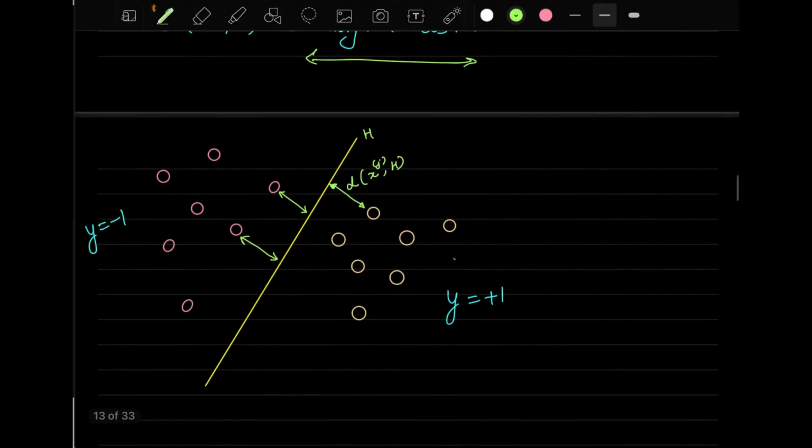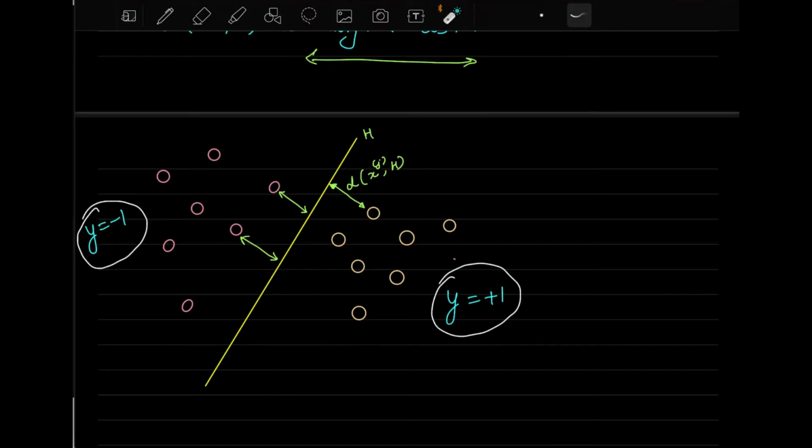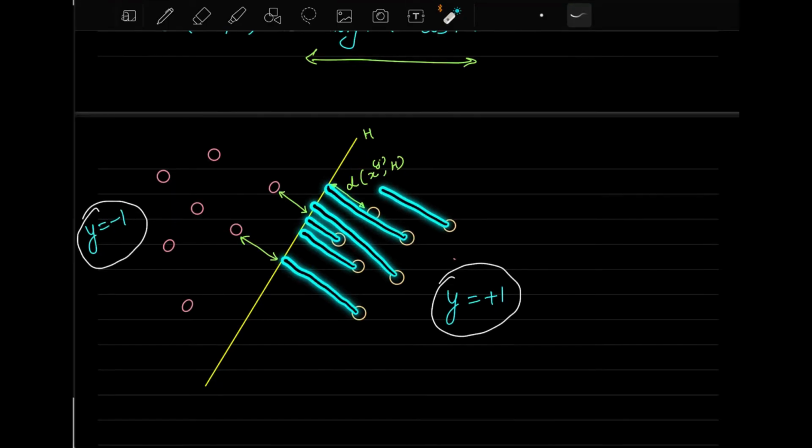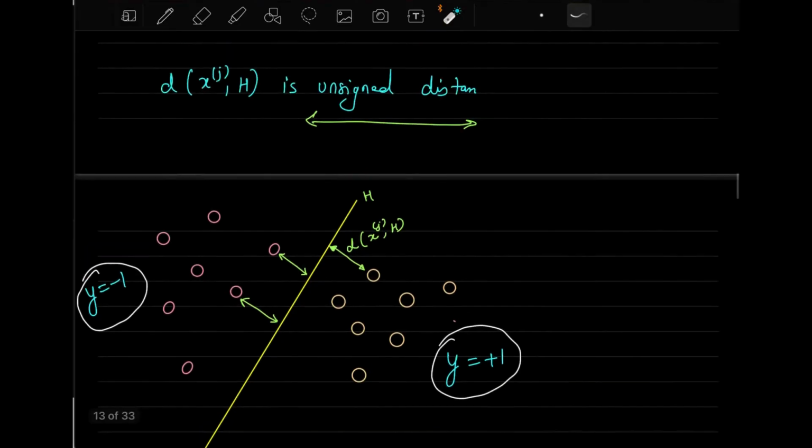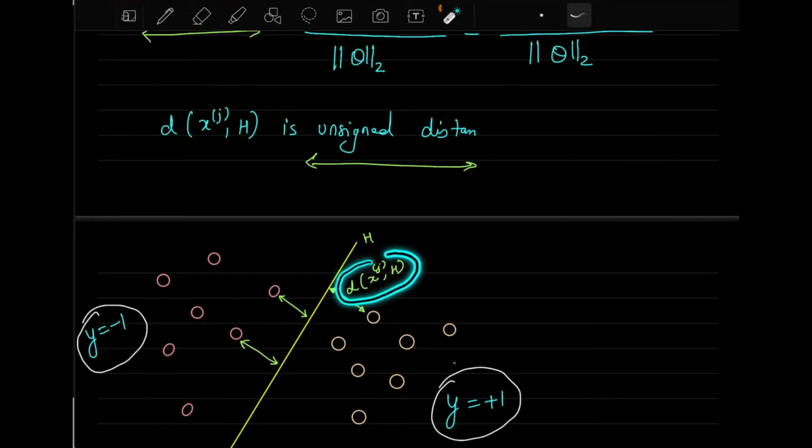If you have a data set which is distributed like this, where this is the y equal to -1 class, and this is the y equal to +1 class, I am calculating the distance of each of these individual points from the hyperplane. This is the distance, this is the distance, this is the distance. All these are the distances of the points from the hyperplane which we are calculating. These distances I am denoting by d(xj, h), which is given over here.